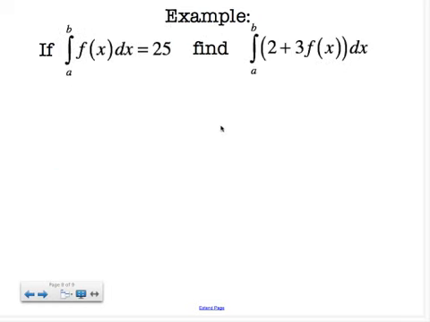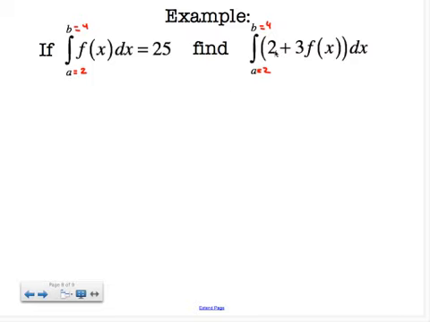All right, so let's do an example where these properties are applied. So let's say you're told, and to tell you what, let's give A and B values. So let's say A is 2 and B is 4. So instead of using symbols, let's use actual numbers. So you're told that the integral from 2 to 4 of f of x dx is 25. So that means the area between the graph of f and the x-axis is 25. Find the value of this integral.